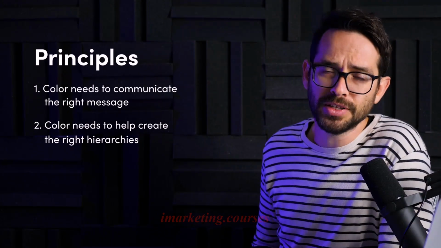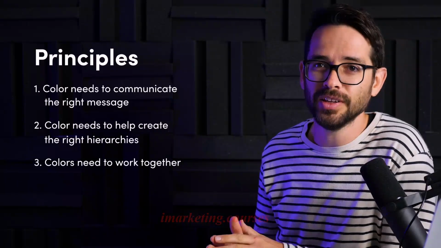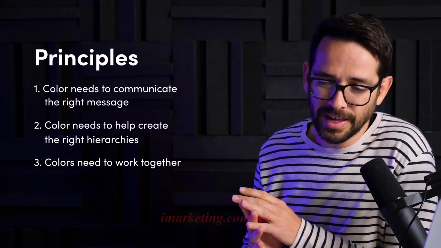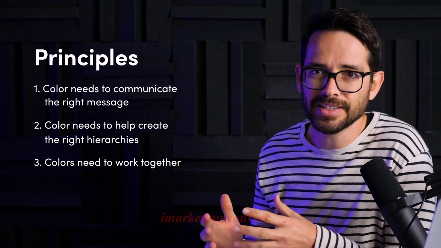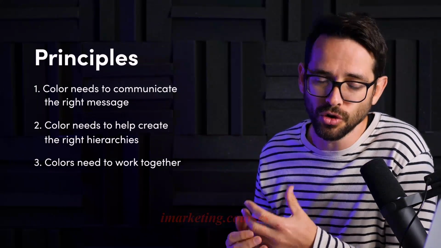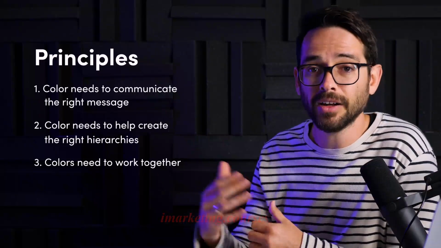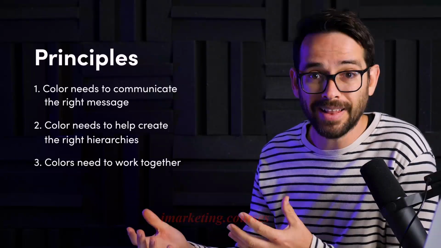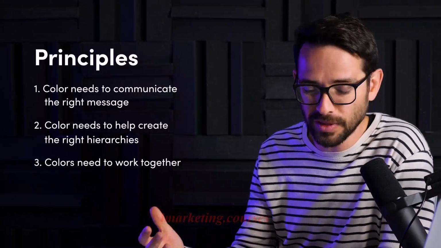Now, the third principle, and this is the toughest one, is that the colors actually need to work together. And obviously there are colors that completely don't work together, right? When you put them one next to each other, it creates flickering, it creates annoyance, and you don't want to do this. And so the way that we're going to cover how to combine colors together, a combination of colors is called a palette, and we're going to cover how to do that in this video.